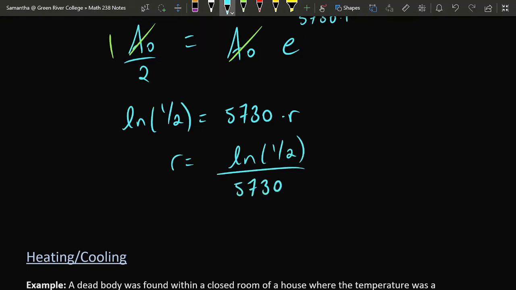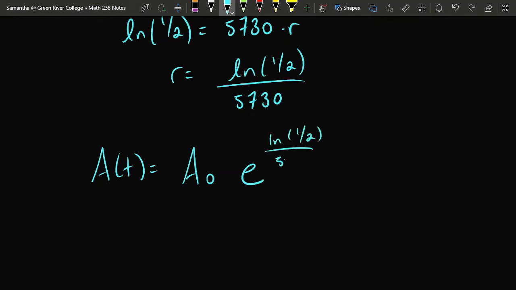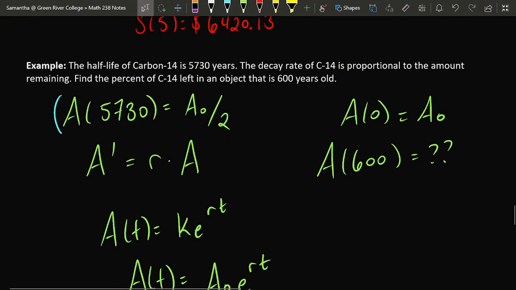divided by 5730. So the amount after t years is equal to the initial amount multiplied by e to the natural log of 1/2 over 5730 times the number of years that have passed. Now at this point we've used all the data points that we have. So let's go ahead and plug in t equals 600 and see if we can answer the question posed. Find the percent of carbon-14 left in an object that is 600 years old.